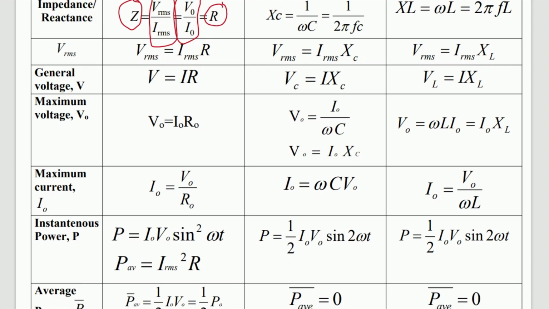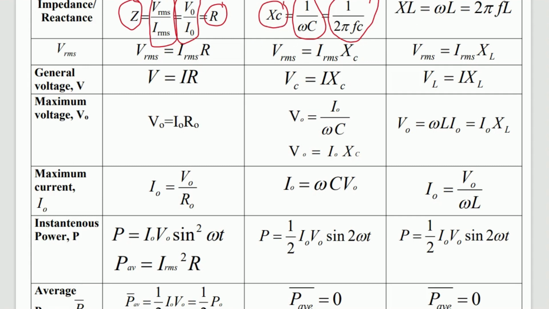Then, for the reactance and impedance, look at the pure capacitor. For the pure capacitor we have X_C, so X_C equals 1 over omega C, which is also 1 over 2 pi F C. Omega equals 2 pi F, right? Times C, the value of the capacitor. Okay, this is for the pure capacitor.